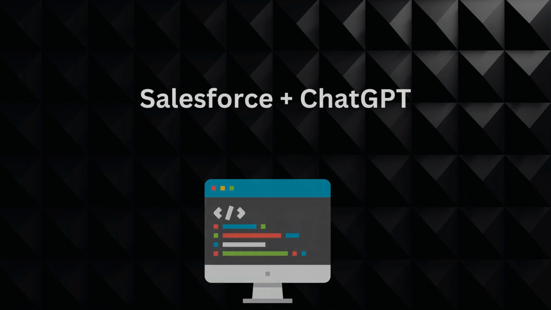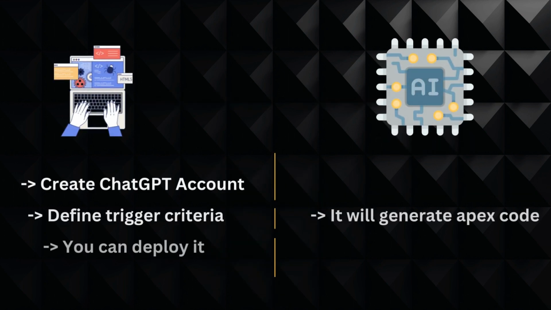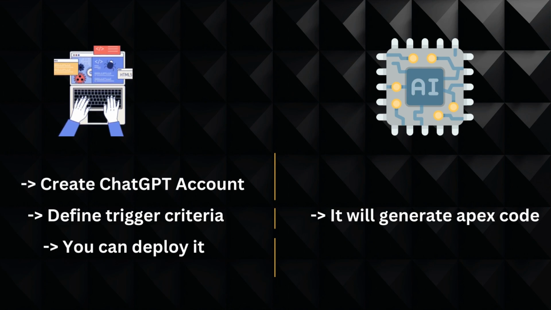So how can we create a trigger using ChatGPT? Start by setting up a ChatGPT account. Next, define the trigger criteria and desired action. For example, you may want to create a trigger that fires when a new opportunity is created and updates the related account record with the opportunity amount.